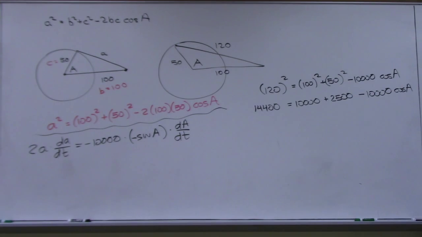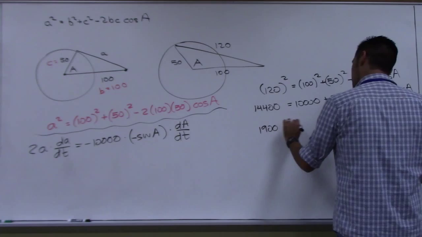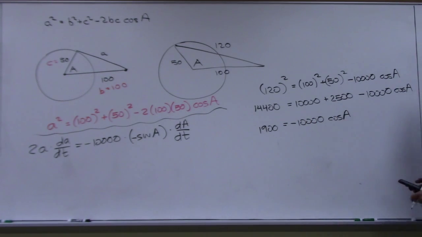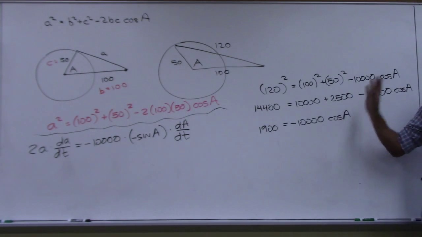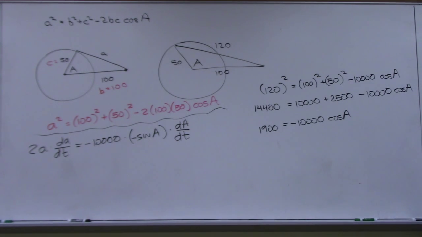1900 equals 10,000 cosine A. 1900, I'm trusting you, is negative 10,000 cosine A. And then you divide both sides by negative. So I will need my calculator here. Anyone disagree with these computations? Okay. So we all agree with 1900 over 10,000. So we're going to reduce it to 19 over 100.